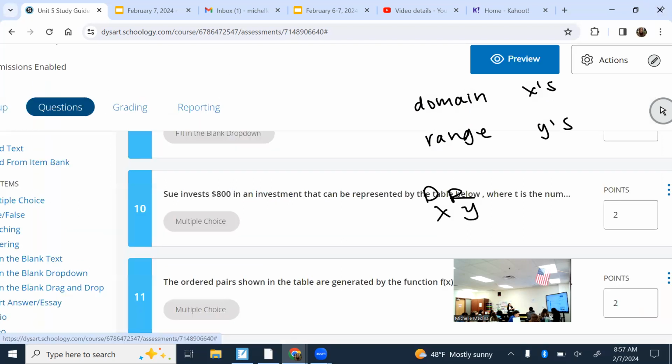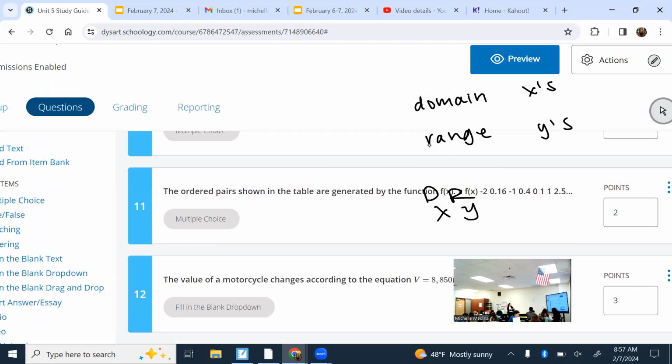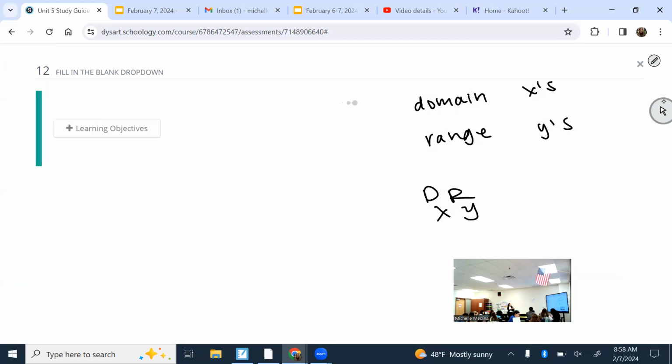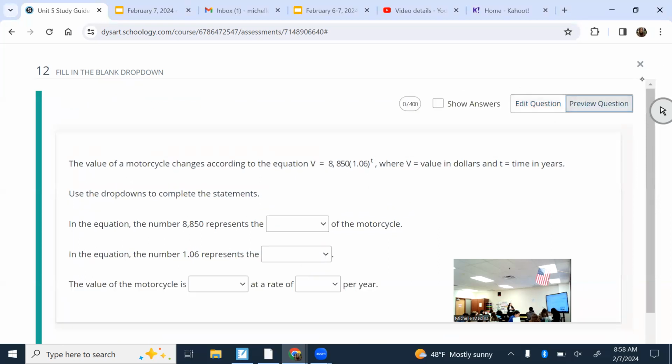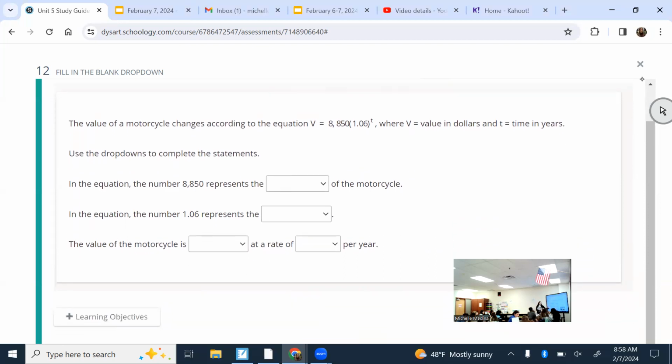Number 12, you said? Okay, so wait, the question was just about the last two. If anyone has questions about the others, we can talk about those. But it says the value of a motorcycle changes according to this equation, where V would be the value in dollars and T is the time in years. So the question was about these two. We can go over the others and keep those out.